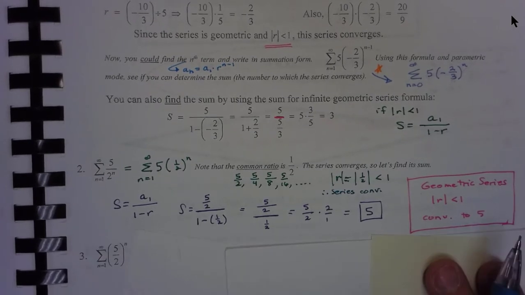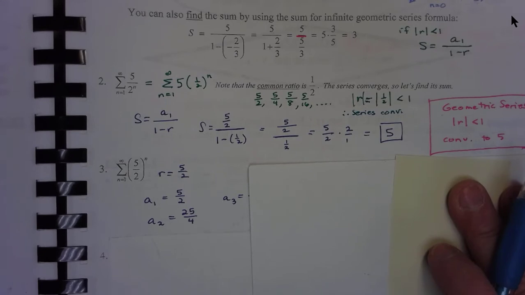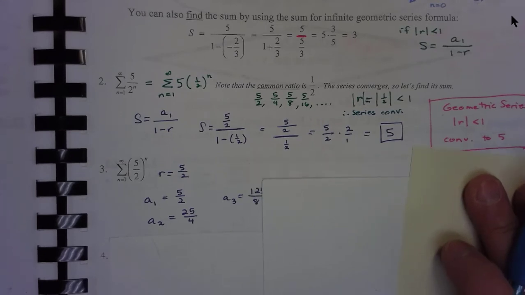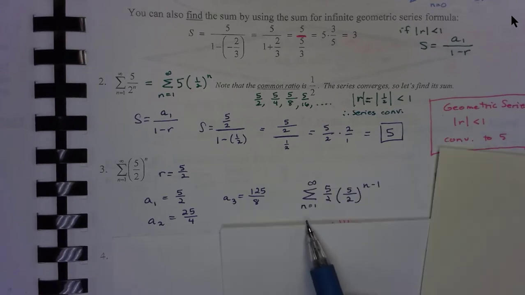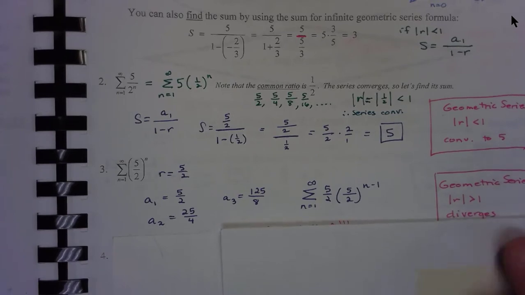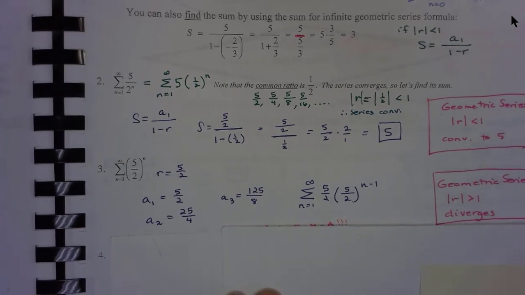All right, let's look at this one. My r is 5/2. That would make my first term 5/2, my second term 25/4, my third term 125/8. Here's how I would write my general term of my sum. But notice, absolute value of r is greater than 1, so my series diverges.